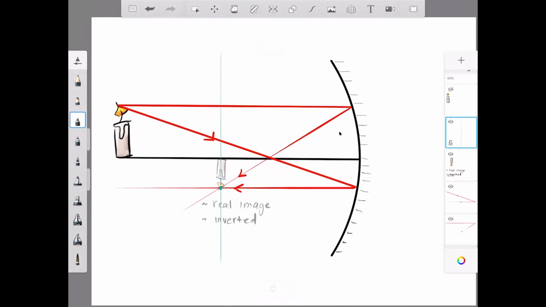When we have a virtual image, they always show up behind the mirror. And if you were to place a screen on that point, you won't be able to see anything because there's no actual light going through that point. All right, let's take a look at something else.